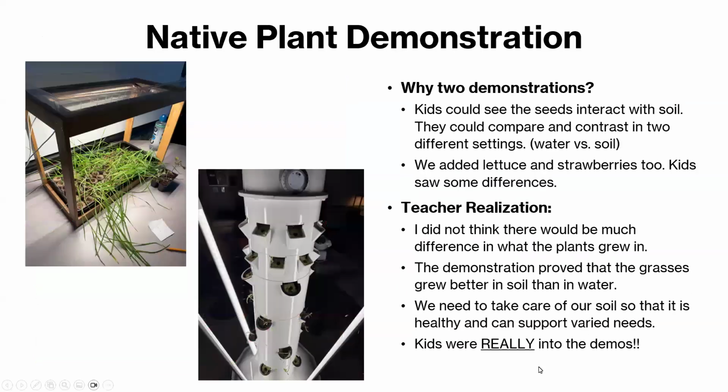I think this is where your lesson really came to life, and the kids were definitely into it based on what you've shared with me. So tell us a little bit about your native plant demonstration and how you got that off the ground. And why did you do 2 demonstrations?